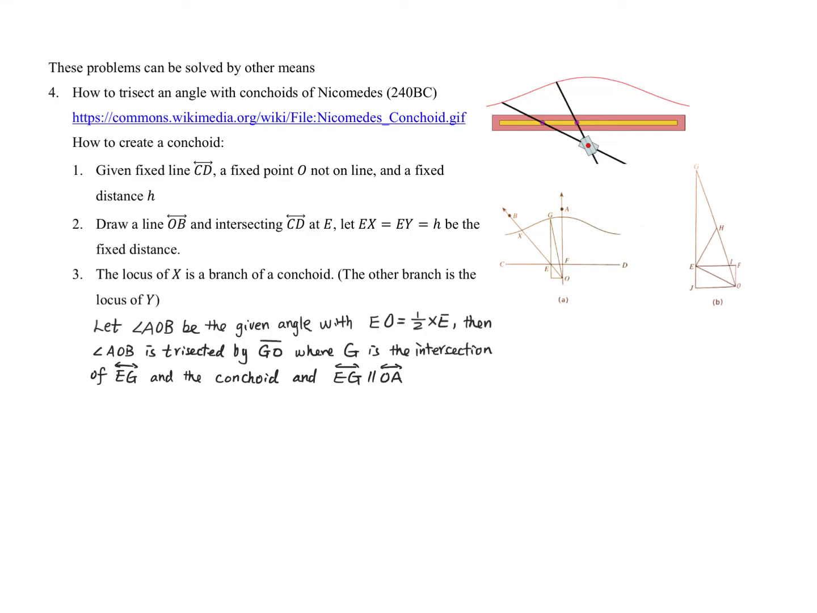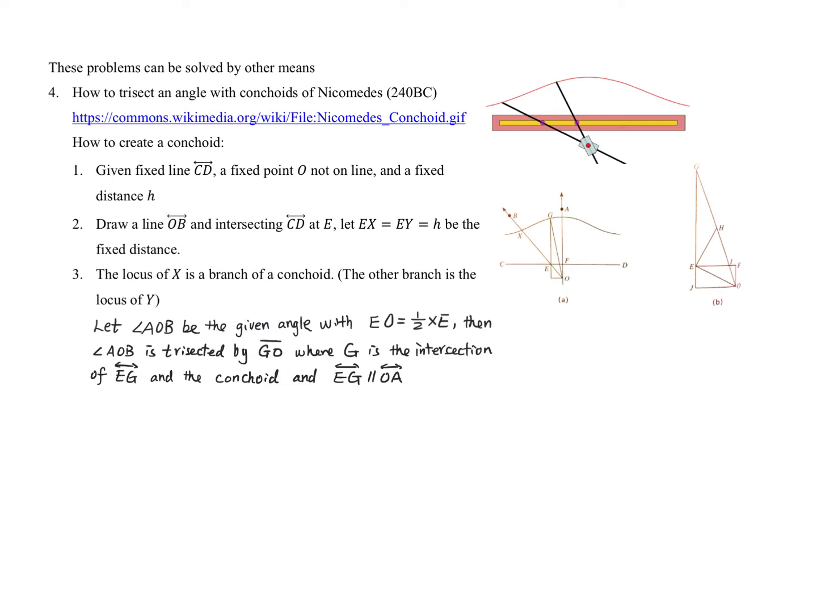The problem of trisecting an angle can be done using a device called the conchoid of Nicomedes. How do you create a conchoid? Here you have a fixed line, which we call CD, and a fixed point. This fixed point should not be on the line, so we pick a point O, which is fixed, and a fixed distance H, and draw a line OB intersecting CD at E.